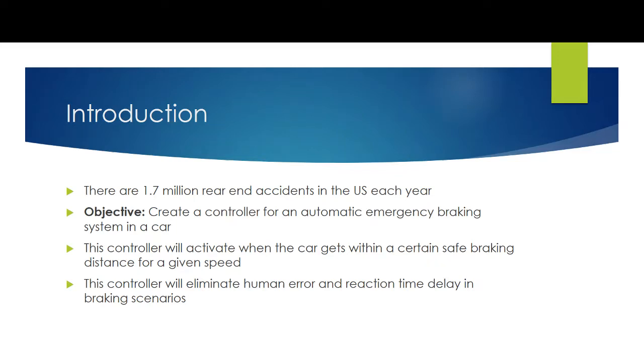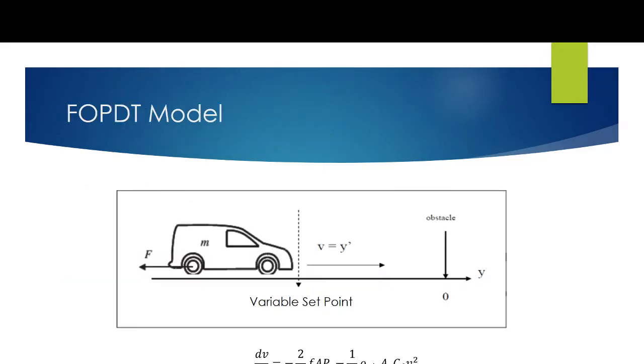So our objective is to create a controller for an automatic emergency braking system in a car. This controller will activate when the car gets within a certain safe braking distance that's set for a given speed. It will also eliminate a lot of human error and reaction time delay in braking scenarios to improve safety. So we started with a first principles model of just a car approaching a stationary object from a certain distance away and at a certain set speed limit.